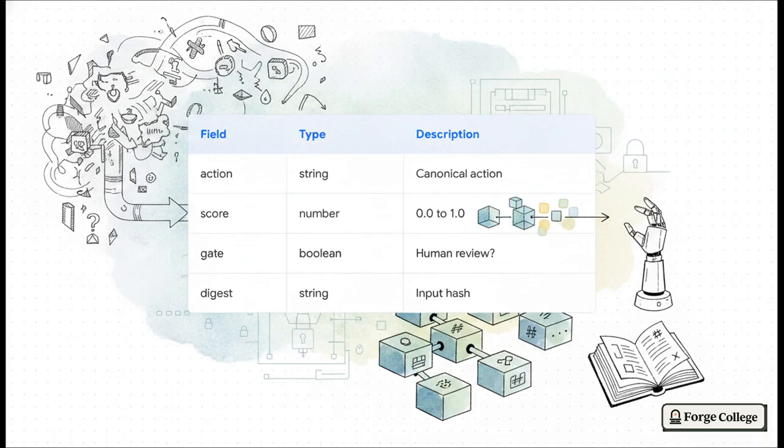It looks at the action string, checks the numeric confidence score, verifies if a gate required was triggered, and validates the input digest hash. By standardizing this interface, the execution module's only job in our next lesson will be to blindly trust this heavily vetted signal and construct the actual transaction proposal for signing.